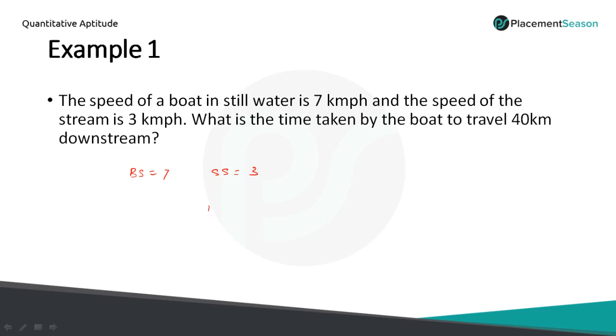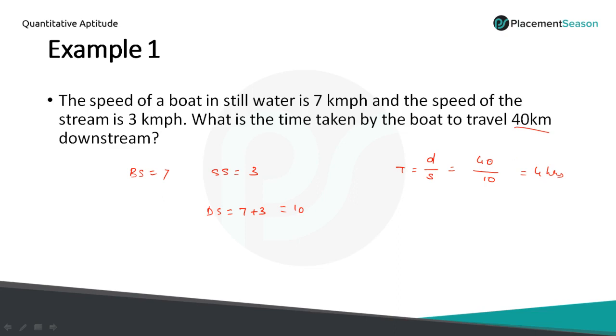So we know downstream speed equals 7 plus 3, that is boat speed plus speed of stream, equal to 10. So what is the time taken by the boat to travel 40 km? We know time equals distance by speed. So here distance is 40 km and speed is 10 km per hour. So it will take 4 hours to travel 40 km downstream.